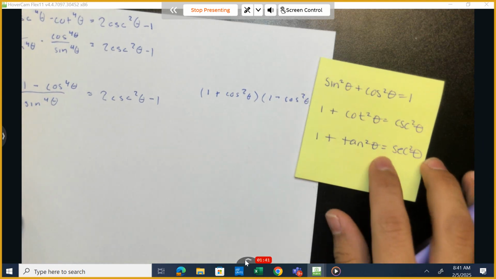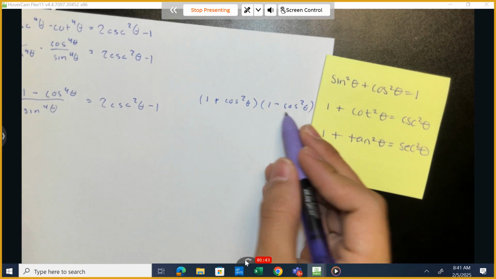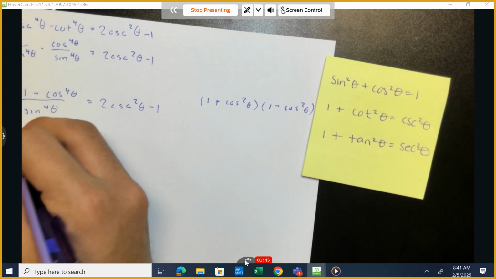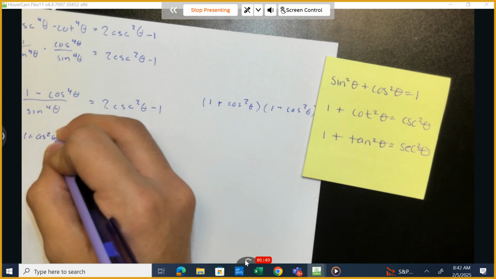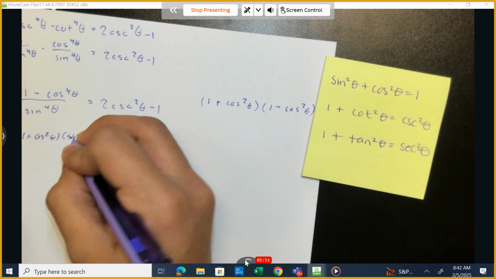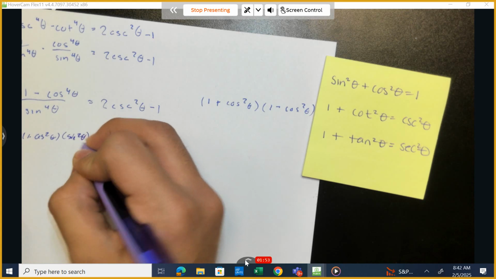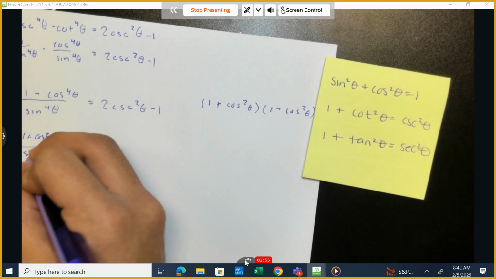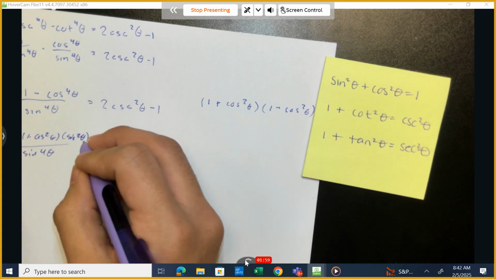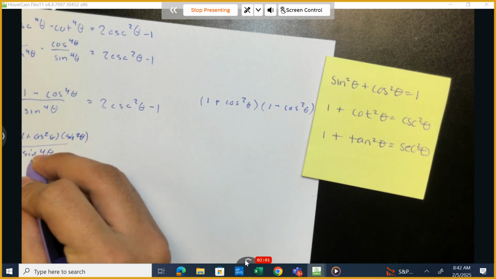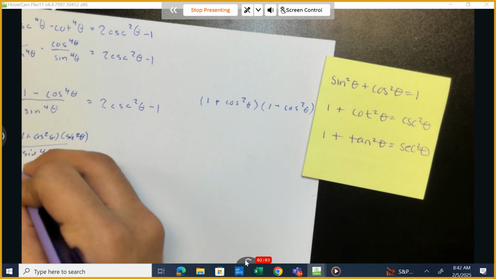You're going to substitute this into the equation. So we'll have 1 plus cosine squared theta and sine squared theta over sine to the power of 4 theta. And what we can do is take out sine squared from the bottom.